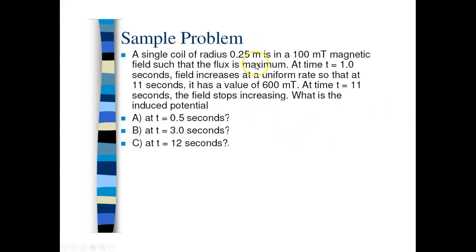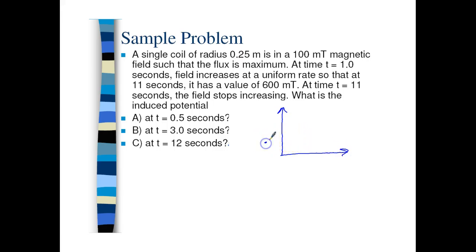I've got a single coil of radius 0.25 meters and a 100 millitesla magnetic field. The flux is at a maximum. At t equal to 1 second, the field increases at a uniform rate, so that at 11 seconds it has a value of 600. At 11 seconds, the field stops increasing. They want to know what the potential is at 0.5, 3, and 12 seconds. Probably the best thing to do here first is, on the AP test, they might give you a graph. So here is our graph that we'll take a look at.